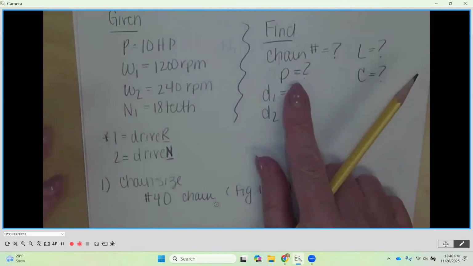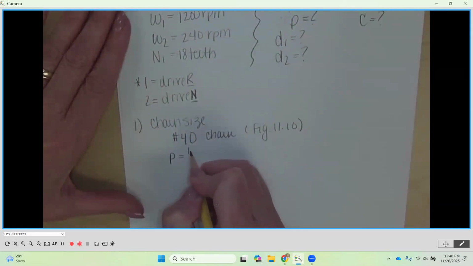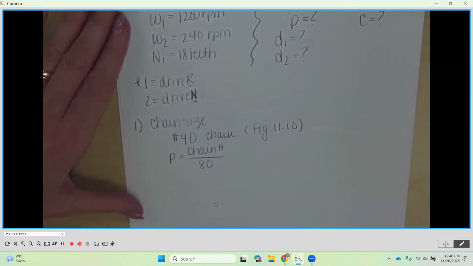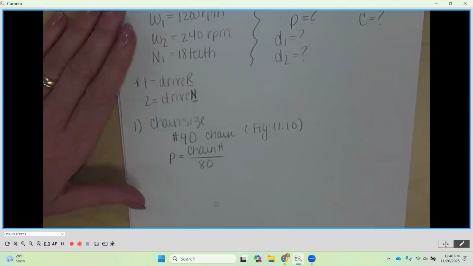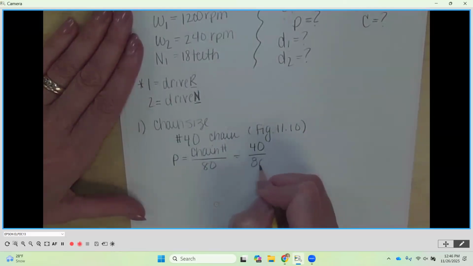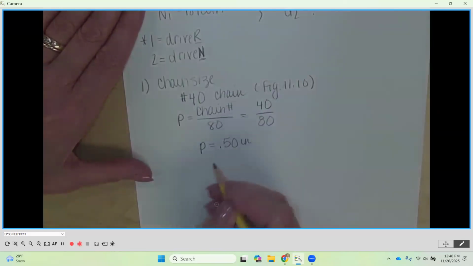Now, the next thing we need to do is determine what the pitch is, what the size of that chain is. That lowercase p is going to be equal to the chain number divided by 80. Unfortunately, units-wise this doesn't really come out for us, but we're just going to add inches at the end here. So we know that we have number 40 chain, and we're going to divide it by 80. So our pitch, lowercase p, is going to be 0.5 inches.